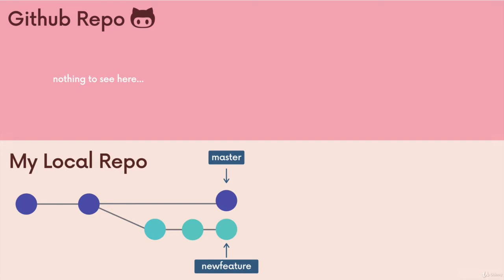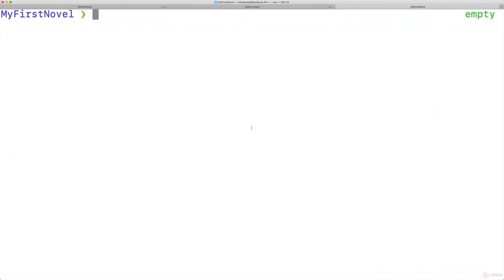This video is just additional practice or reinforcement on the basic pushing workflow: add, commit, push up to GitHub, and repeat. So if you feel good about that, move on to the next video where I talk about cloning your own repos, option 2. But for now, I'm going to go back to my first novel.